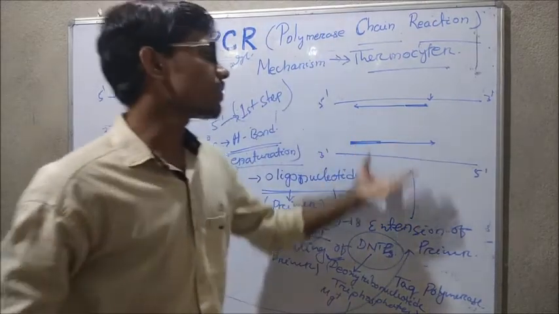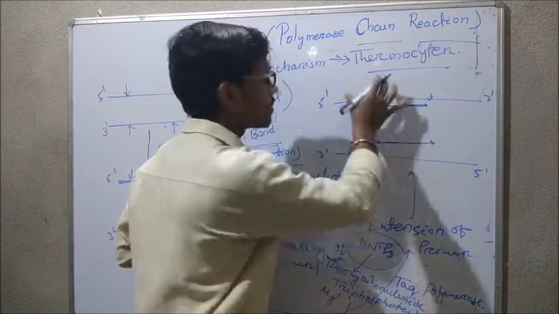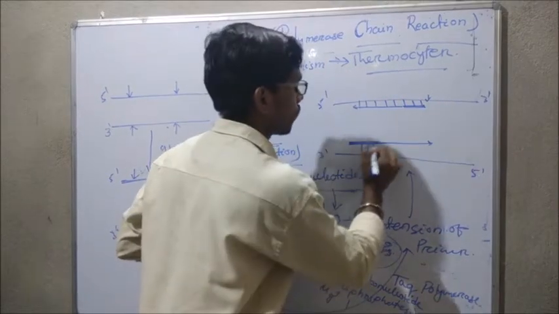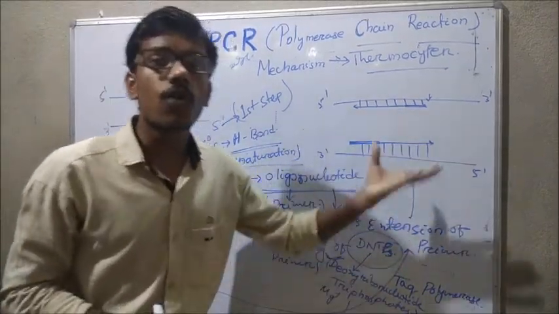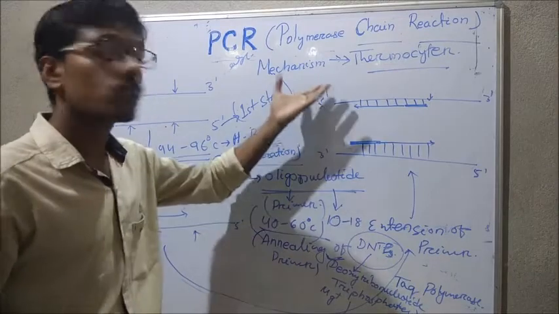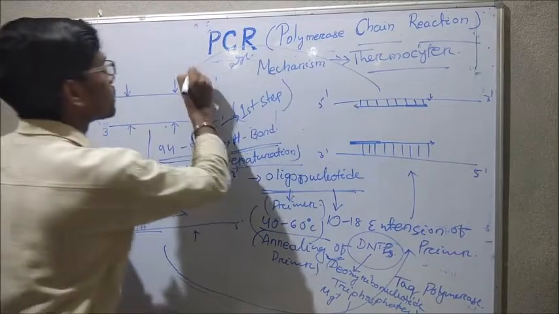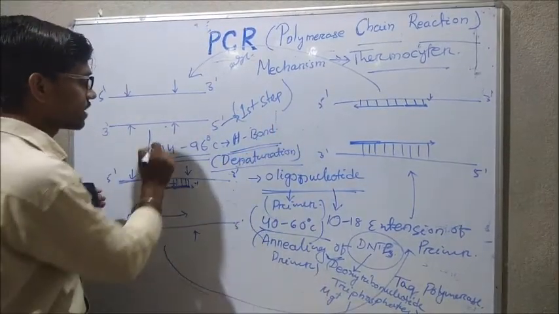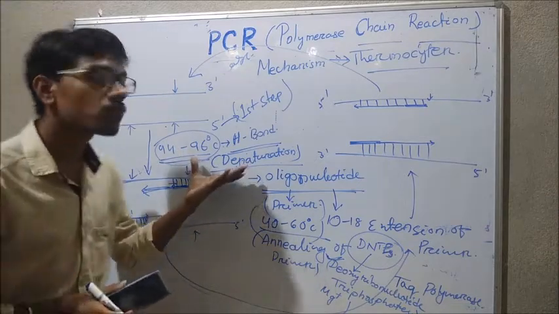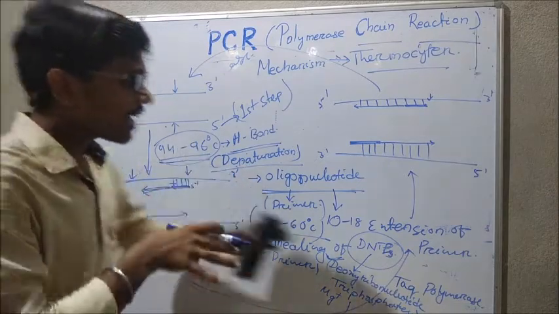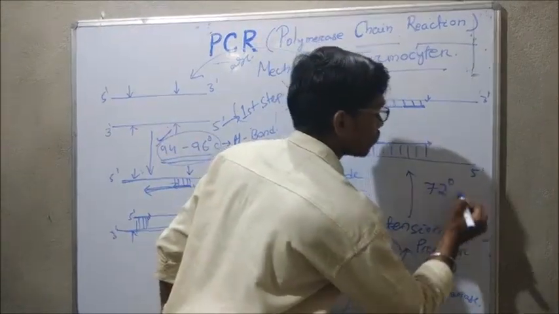Okay, now 2 copies of DNA will form. Okay, this is one DNA having both the strands. This is another DNA having 2 strands. Okay, and this is completion of one cycle of the polymerase chain reaction. Okay, again when the temperature will increase, that is about 94 to 96 degrees Celsius, again the denaturation process will occur. Before that, for the extension of primer, again we have to increase the temperature, that is about 72 degrees Celsius.